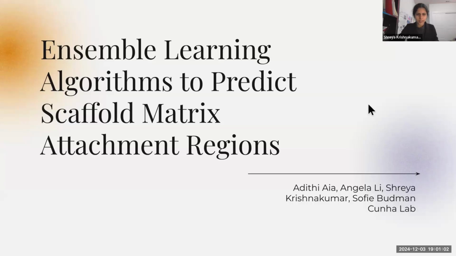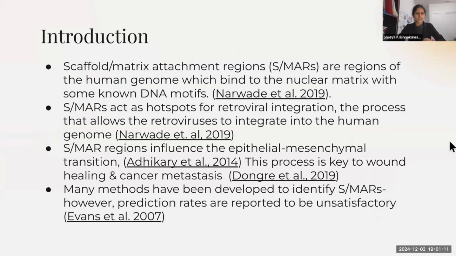So we're group 5 from the Cunha Lab, and our project is Ensemble Learning Algorithms to Predict Scaffold Matrix Attachment Regions. So to introduce our project, scaffold matrix attachment regions, also known as SMARs, are essentially regions of the DNA where the human genome connects to the nuclear matrix.